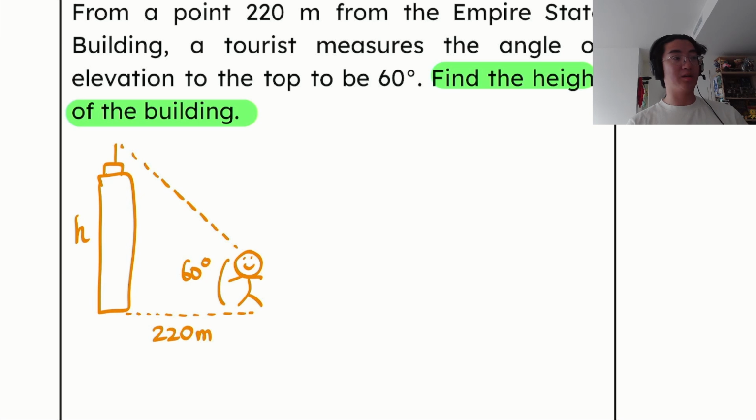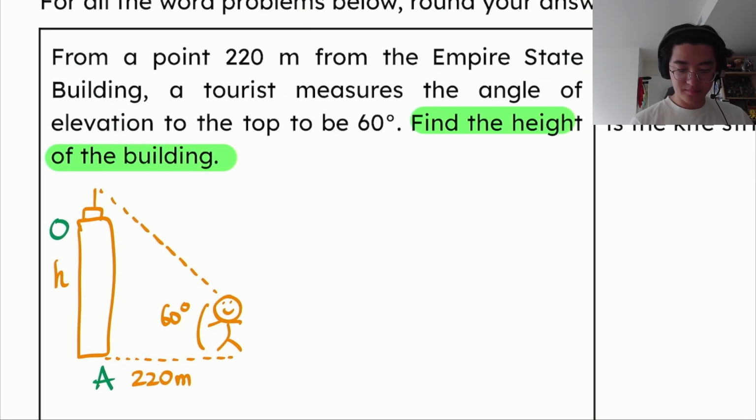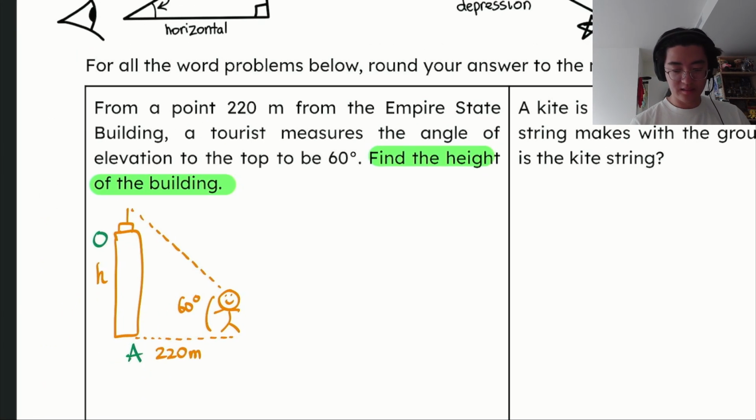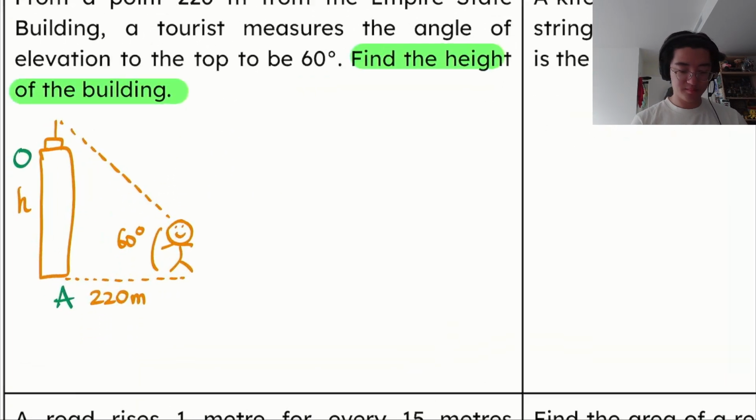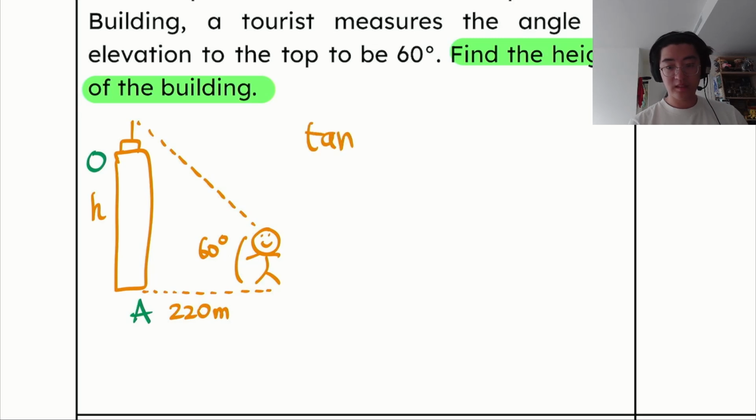And then from there, we just use our trig ratios. This is our angle in question, and that's our right angle here, which means that this is the opposite side, and that's the adjacent side to the 60 degrees. Remember our ratios, SOHCAHTOA. In this case, we'll use tangent because it's opposite and adjacent. So tangent of 60 degrees is opposite over adjacent, h over 220.